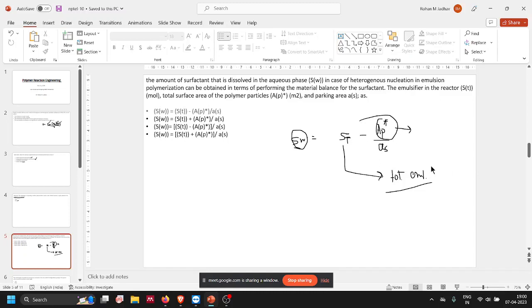And in the aqueous phase, forming the micelles, the amount of surfactant dissolved is dependent upon these parameters, and the parking area is right here. So this is the equation which governs the material balance for a surfactant and the amount of surfactant dissolved in aqueous phase, which is helpful for formation of micelles. So that will be the first expression right here. Moving on to the next question.